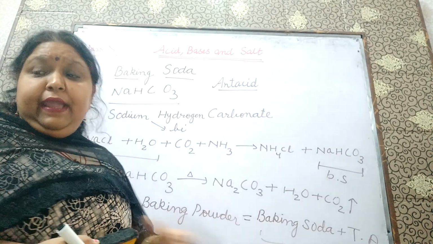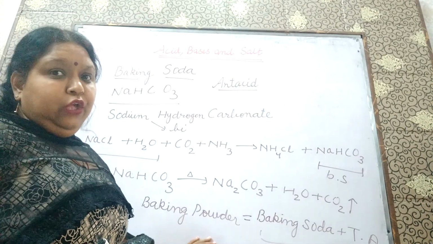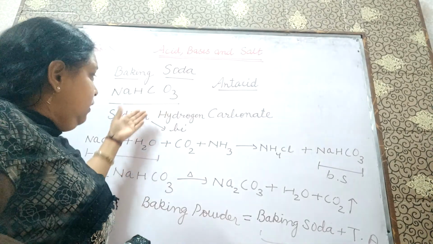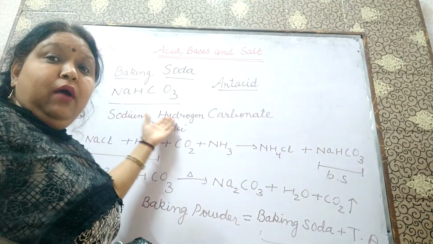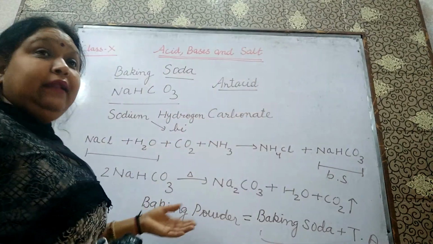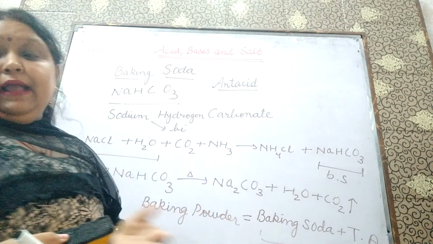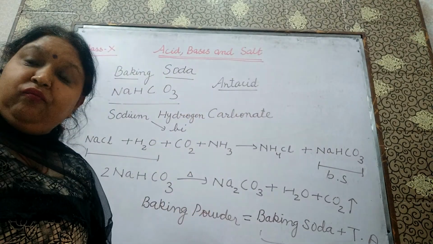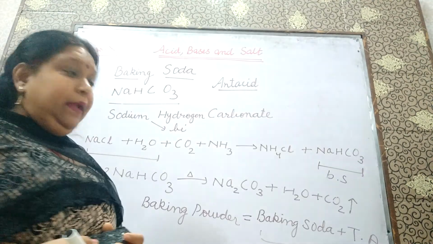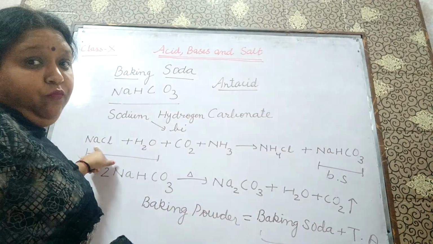So today in this we have completed baking soda. Once again I am explaining to you, baking soda formula NaHCO3. Then what is the name? Sodium hydrogen carbonate. And uses are, they are used in antacid, they are used for making baking powder, as well as they are used in soda acid fire extinguishers. Okay, so I think baking soda is clear to you. I have explained the formation also.